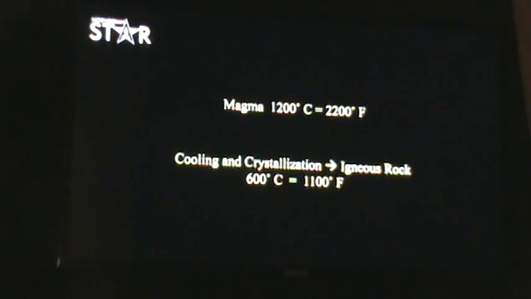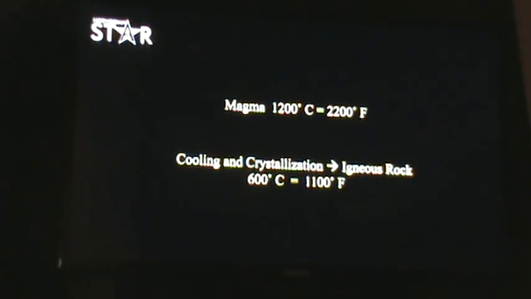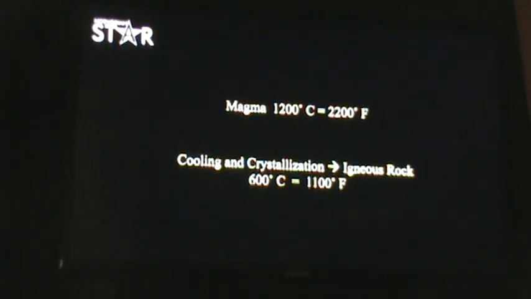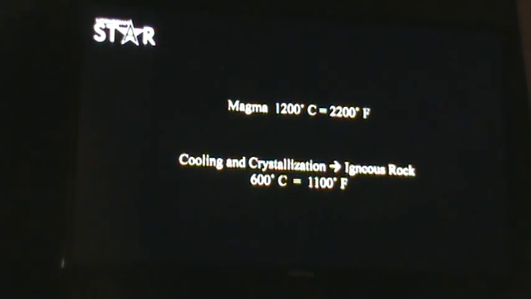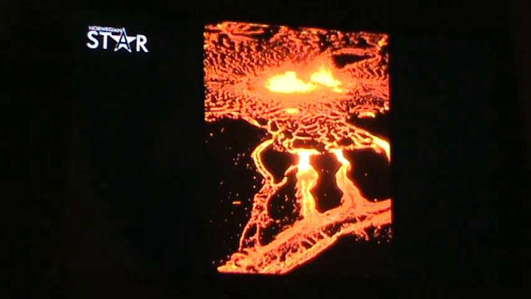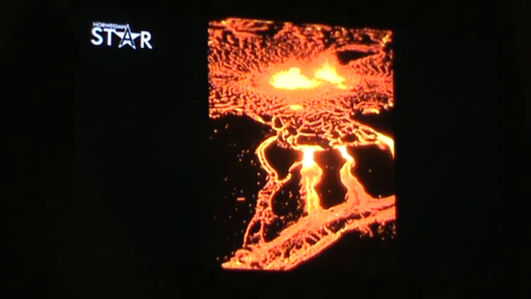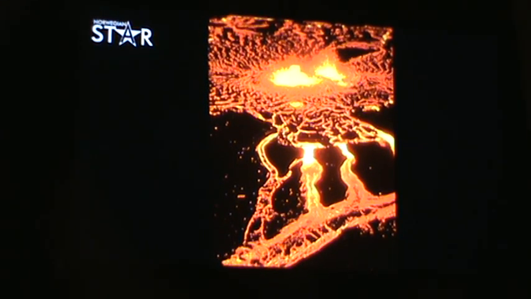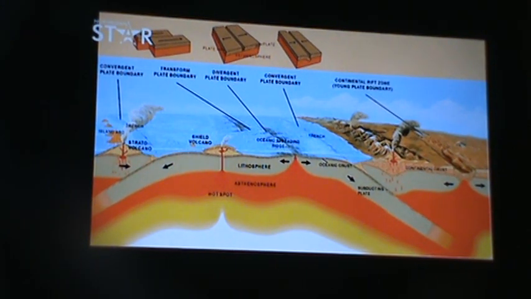So the question is, of course, how do we do that? Because at the surface, that's not taking place. So we're going to have to cool it and crystallize it, and as it crystallizes, it forms the igneous rocks, or the fire rocks, as some people call them. You start with the molten material such as this, and gradually it cools down, and the question is, where did that come from in the first place?